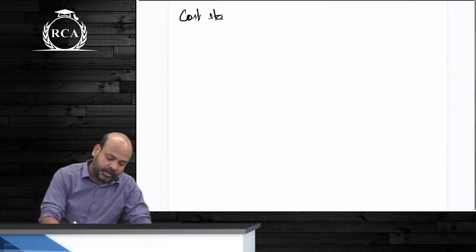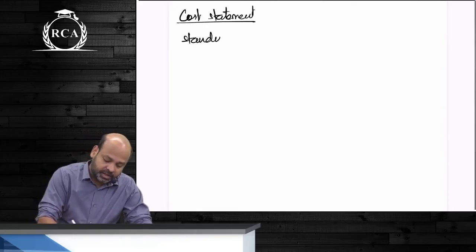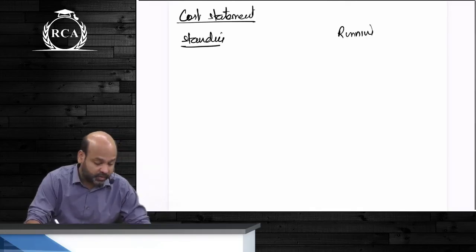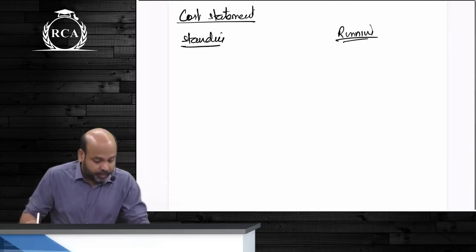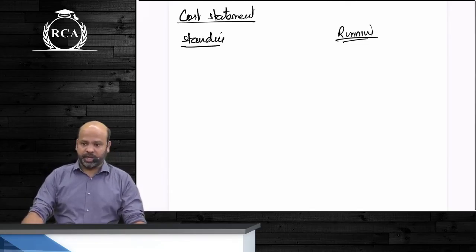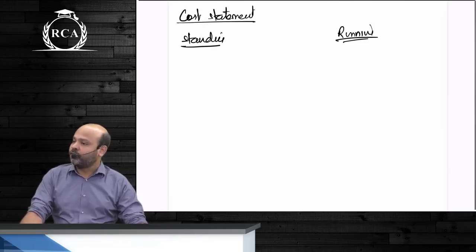Cost statement, guys. Standing charges and running charges. To make it nice, I'm just writing like this so that there's no confusion. In a year, guys, the question says there are 13 4-weekly periods. So whatever expenses are given per annum, you have to divide by 13 so that you get expenditure in respect of 1 4-week period.